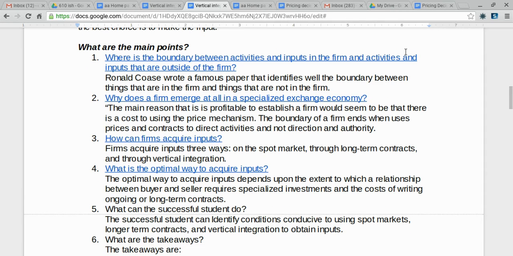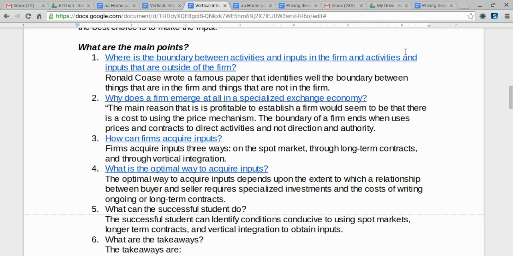The first is a discussion of the boundary between activities and inputs in the firm and activities and inputs that are outside the firm. Ronald Coase wrote a famous paper that identifies well the boundary between things that are in the firm and things that are not in the firm. So first we're going to talk about what is the boundary of a firm. This raises the question, why does a firm emerge at all in a specialized exchange economy?